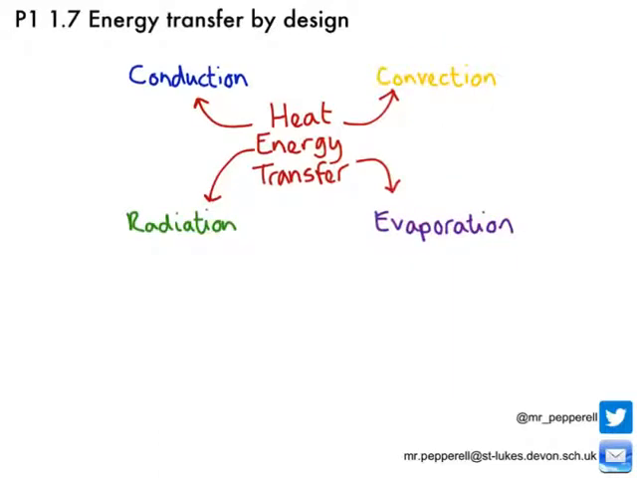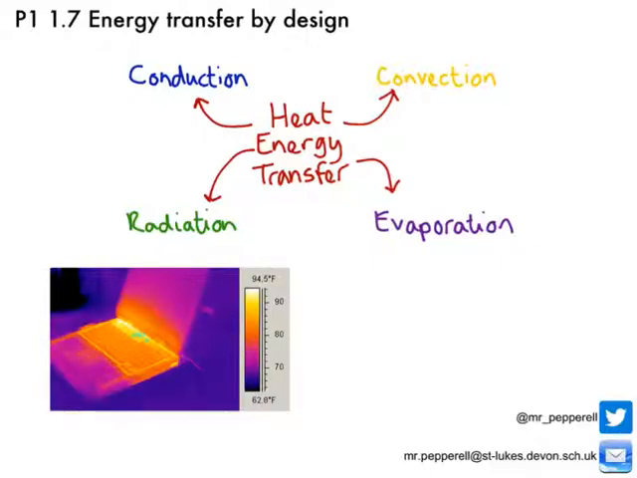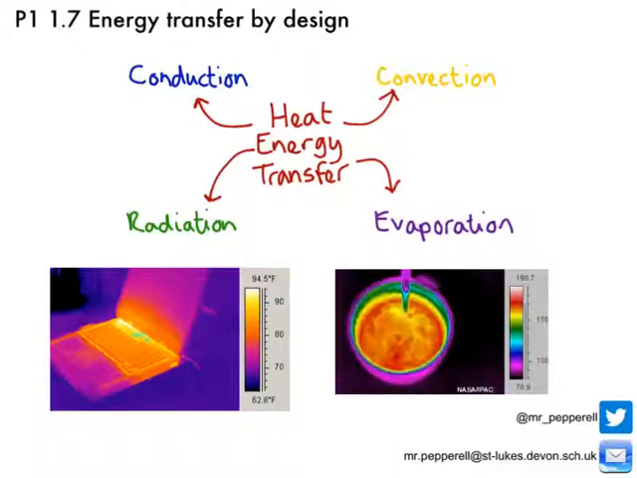So previously we found out about the different ways in which energy in the form of heat can be transferred, but now we need to know about how we can affect this process. For example, you might want to transfer heat away from your laptop to stop it being damaged by being too hot, but at the same time you might want to stop heat being transferred away from your cup of coffee so it's nice and warm and appetizing.